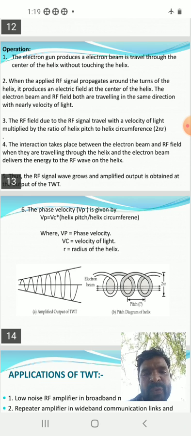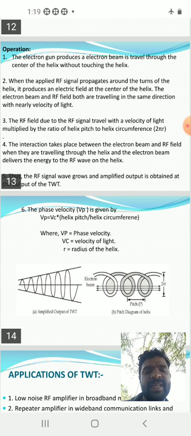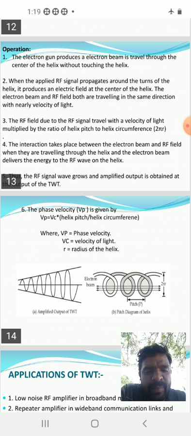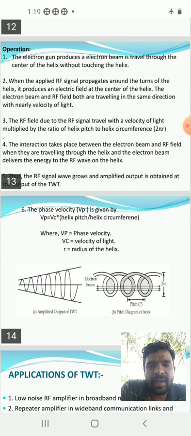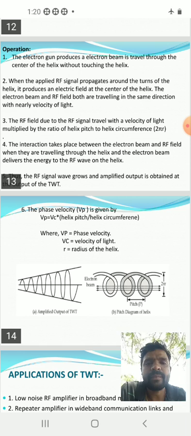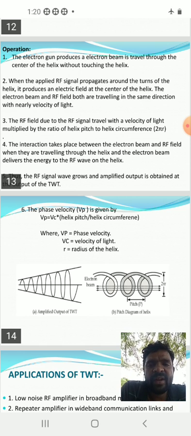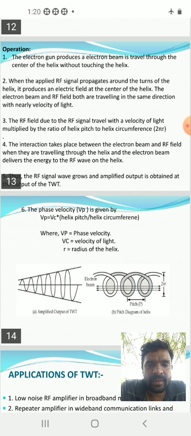The RF field due to the RF signal travels with a velocity of light multiplied by the ratio of helix pitch to helix circumference. That means the RF field is entering the vacuum tube through the helix input. Here the velocity of the RF signal is reduced, depending on the helix circumference or helix ratio. The RF signal is multiplied in their velocity.